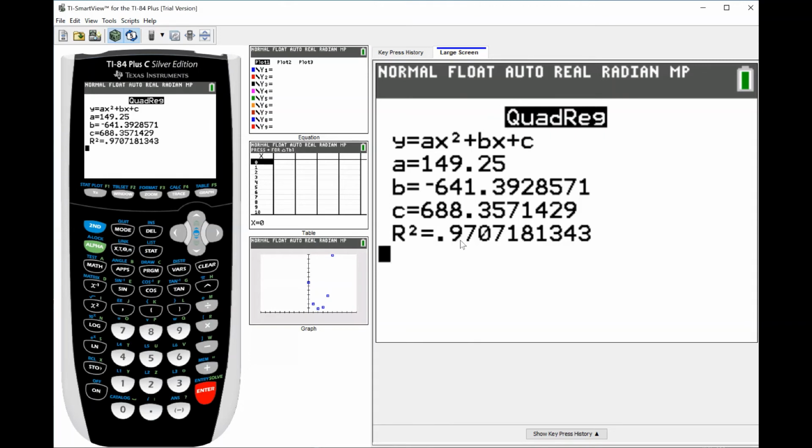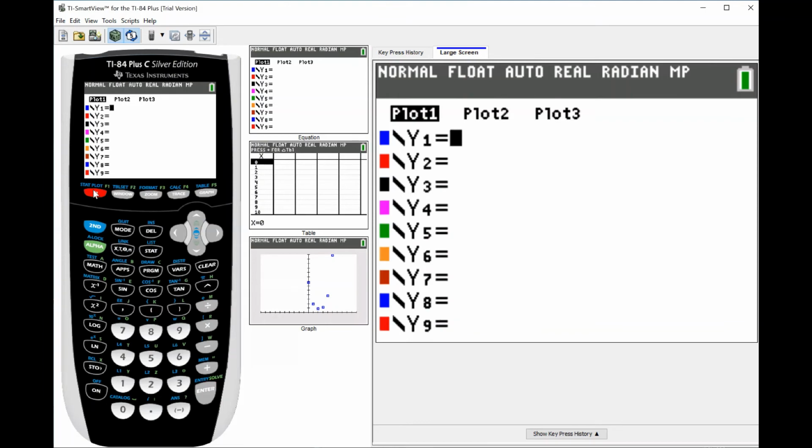So I'm actually going to round all of these, okay? I'm not going to store this equation into y equals. I'm going to round all of these values for a, b, and c. A, I'm going to round to 149.25. B, I'm going to round to negative 641.39. C, I'm going to round to 688.36. Then I'm going to plug in this equation into y equals.